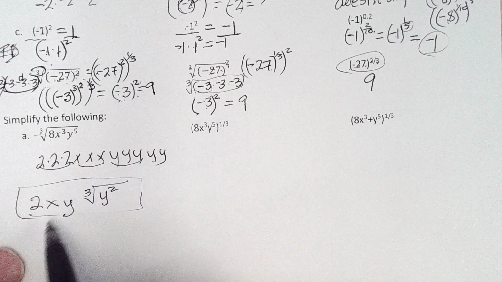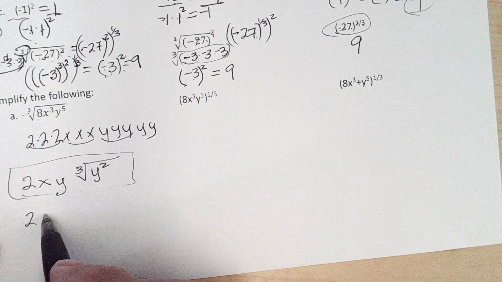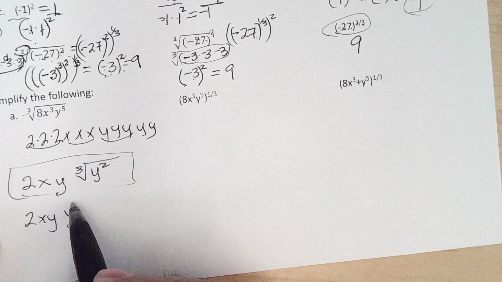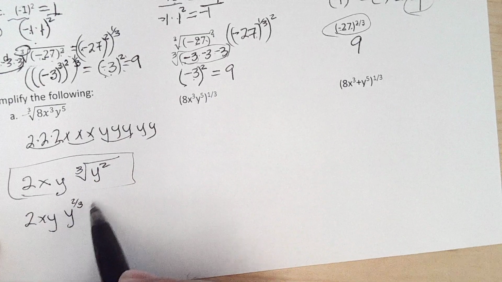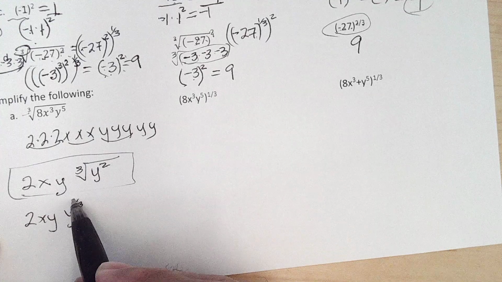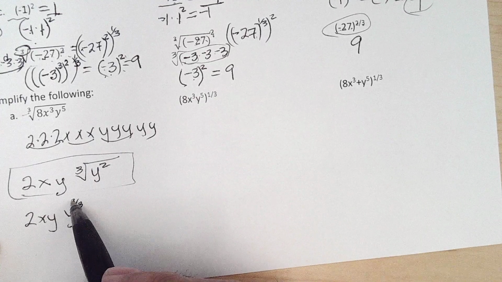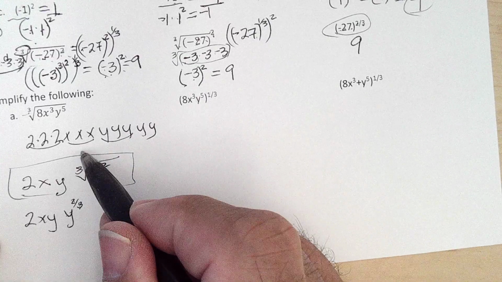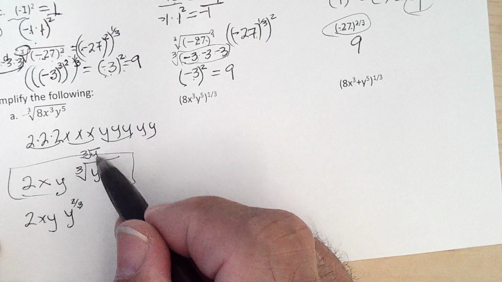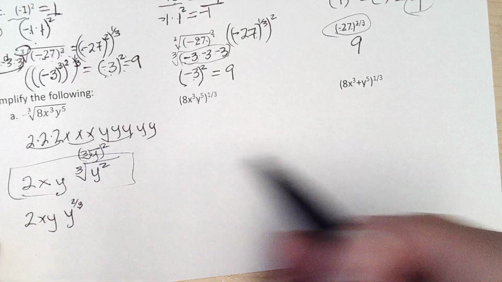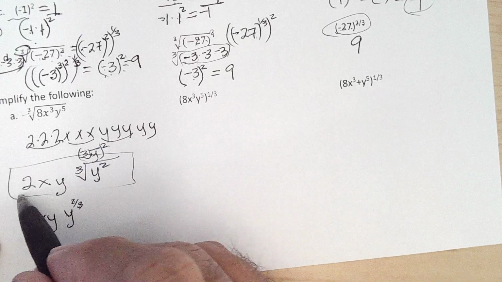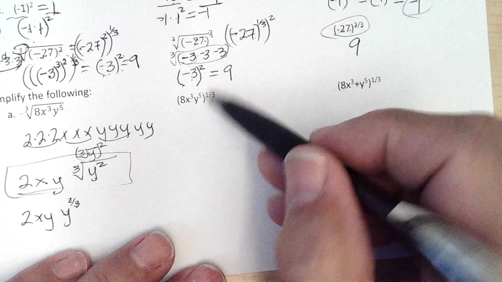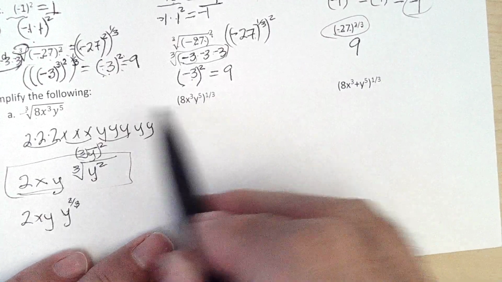It could also be written as 2xy times y to the 2/3. Cube root squared, or y squared cube root. You could write this part as the cube root of y squared, or you could write it this way with that in front. And this says the same thing, cube root of the same thing.